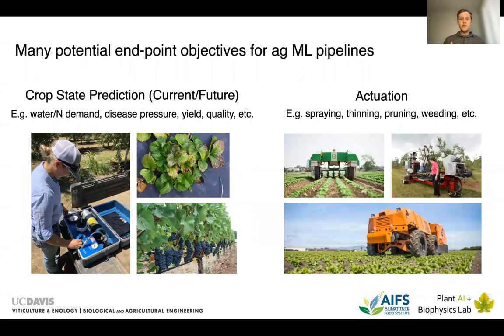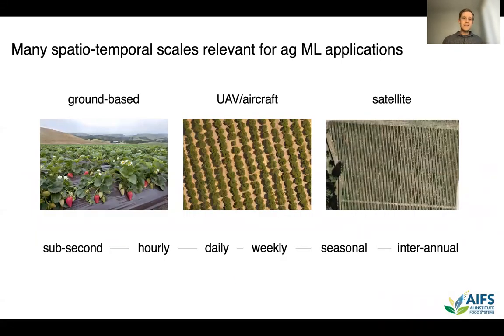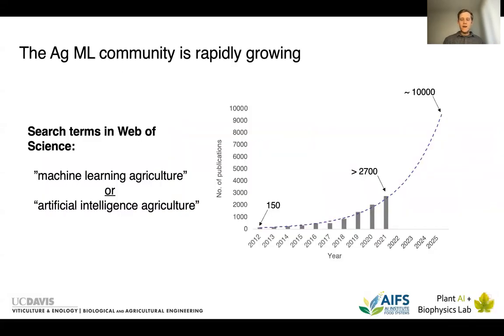At the end of the day, there are many potential objectives for agricultural machine learning pipelines. They could be predictions, now or in the future, about water and nitrogen demand, disease pressure, yield, and so on, or even making some physical actuation in the moment, such as spraying, thinning, pruning, or weeding. We're thinking about agricultural data across many spatial and temporal scales. This could be ground-based, or captured through a UAV, aircraft, or even satellite. We have many different possible temporal resolutions as well, that range from sub-second phenomena all the way up to interannual, seasonal types of phenomena.